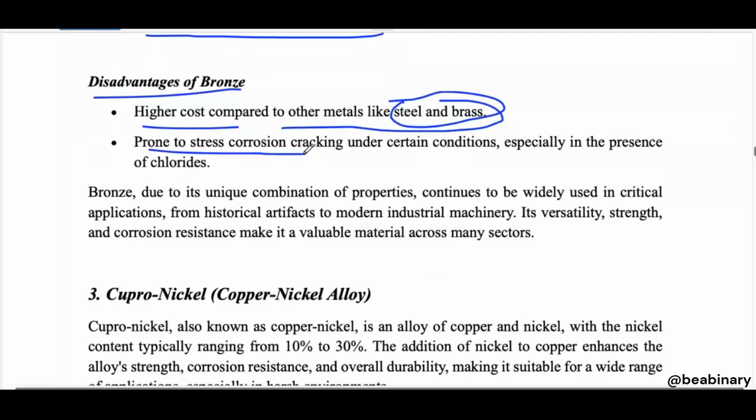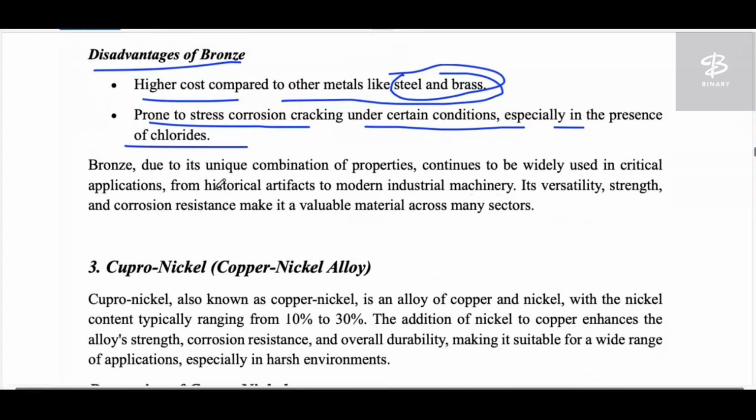It is prone to stress corrosion cracking under certain conditions, especially in the presence of chlorides. Whenever chlorides are there, stress corrosion cracking appears. So what is stress corrosion? Due to the chlorides, the material will develop stress concentrations, and that stress concentration will further come into the picture as stress, which must definitely be avoided.